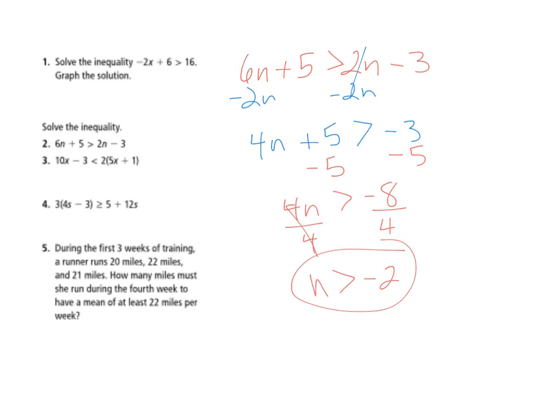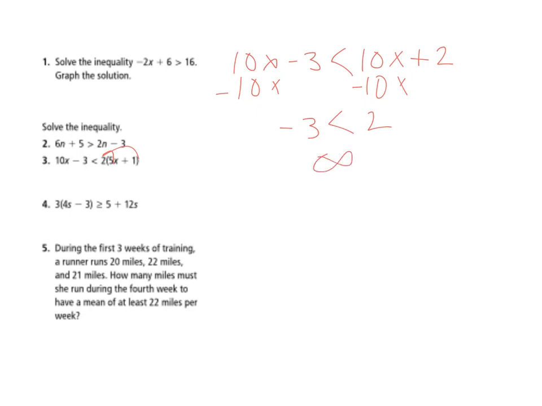Let's take a look at the third. On the third one, I've got 10x minus 3 is less than, now I'm going to do the distributive property, 2 times 5x, which is 10x, and 2 times positive 1 is just positive 2. Well, let's say I minus 10x from both sides. I get negative 3 is less than 2. Is negative 3 less than 2? It sure is. So it's infinite solutions.